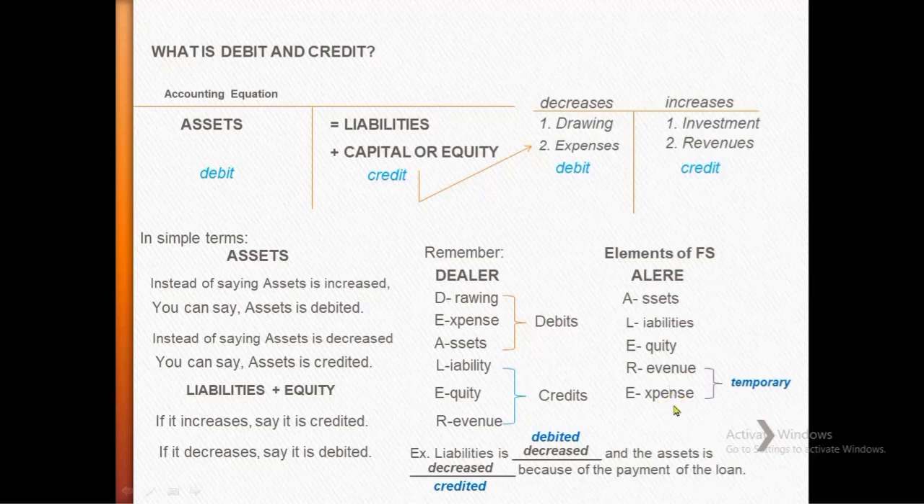And if these are temporary accounts, the assets, liabilities, and equity are called real accounts or permanent accounts, and sometimes called the balance sheet accounts. So, that's the end for this topic. Although there is still one thing that I'd like to emphasize before we go back to the journal entries, and that's up next.